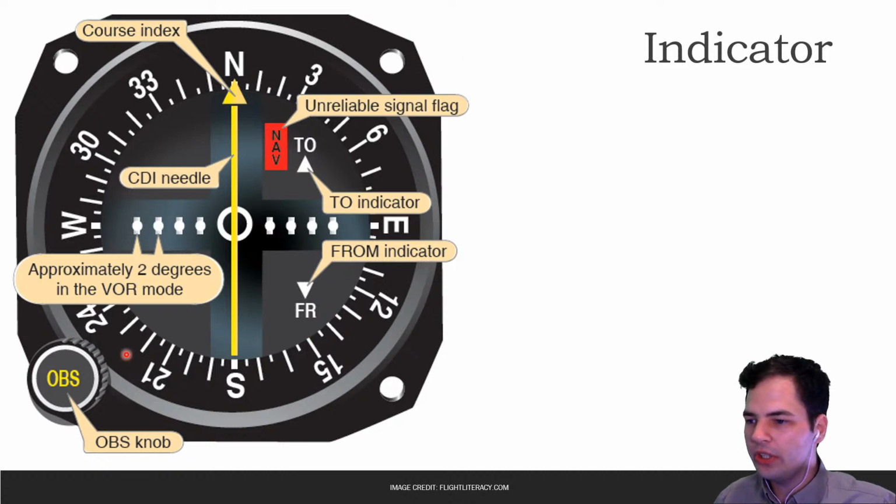So lots going on in the indicator, and this is one to definitely know: what does the needle mean? What does the flag mean? What do I do with the knob? That'll be fundamental here.